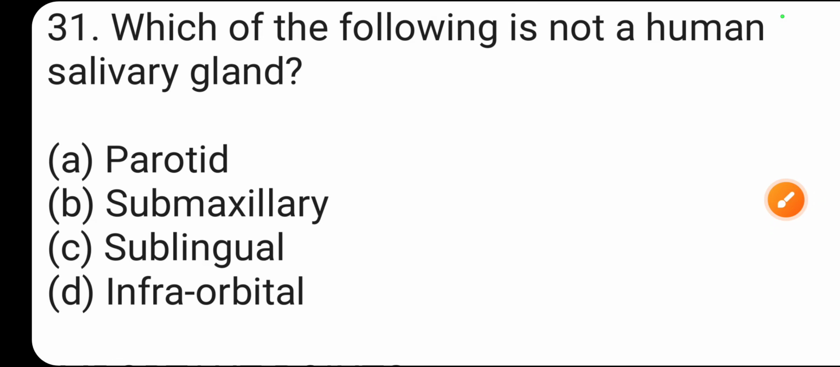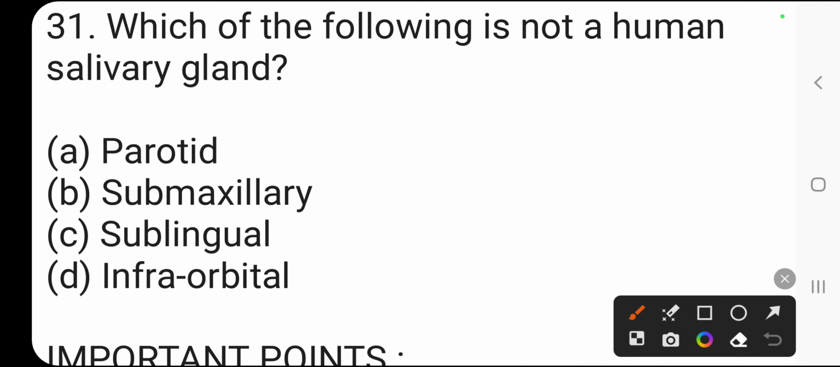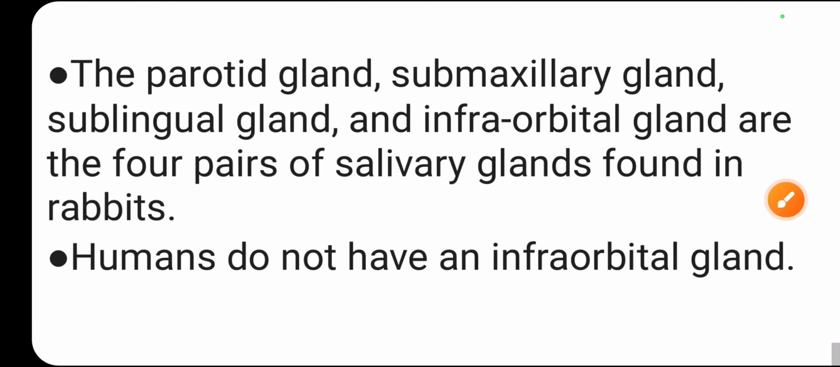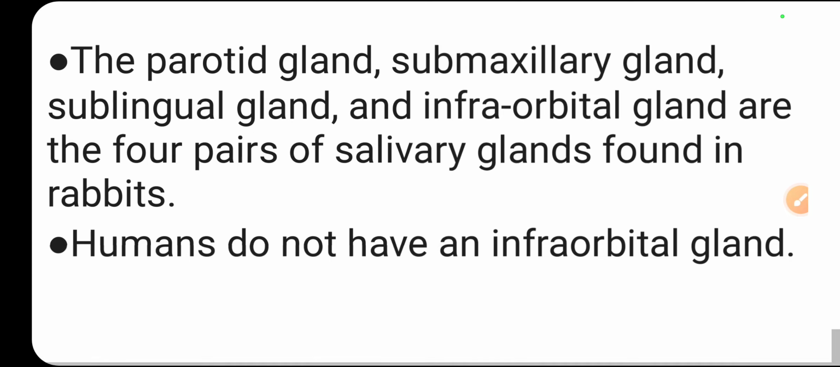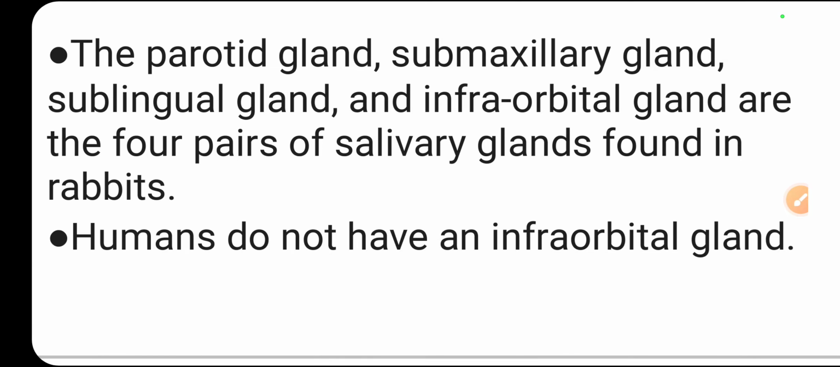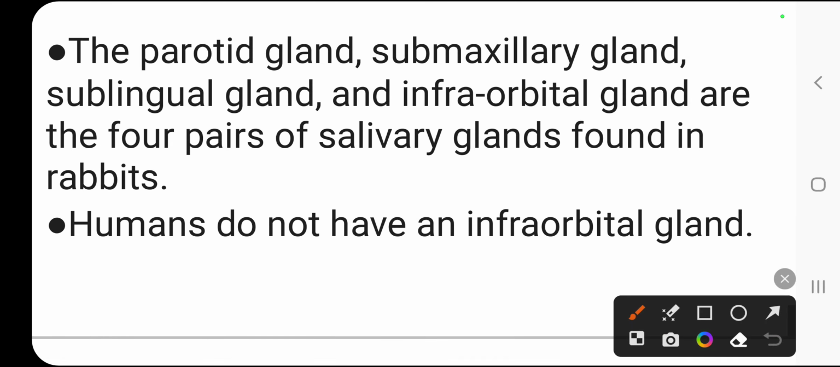Next question: which of the following is not a human salivary gland? The human salivary glands are parotid, submaxillary and sublingual, which are already there. So infraorbital is not a human salivary gland. Some notes we'll see here: the parotid, sublingual, submaxillary and infraorbital glands are 4 pairs of salivary glands which are found in rabbits. Humans do not have an infraorbital gland.